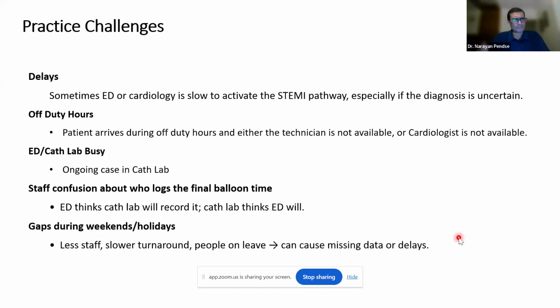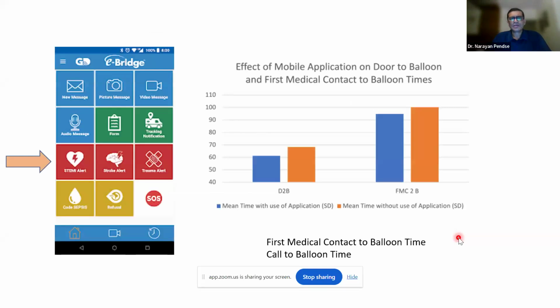We already talked about practical challenges: off routine hours, cardiologist not being available on site, or cath lab technician not being available on site, or living far away from the hospital. These are some of the practical challenges which come. Once we start monitoring this indicator, we should drill down to these specific reasons, so that we are able to frame the intervention required.